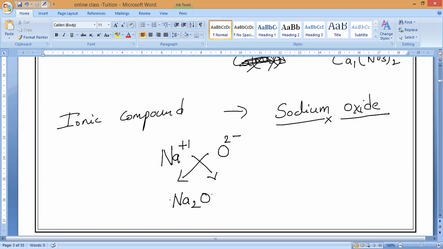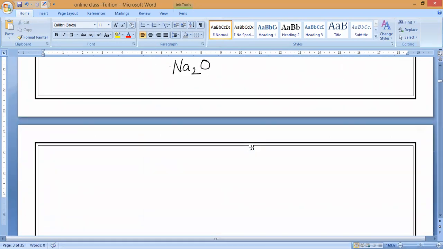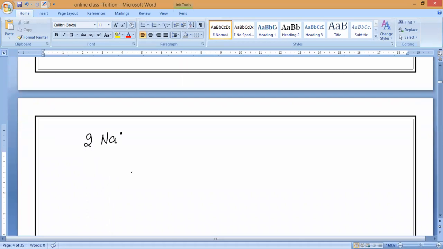Sodium oxide is Na2O. So one oxygen and how many sodium atoms? Two sodium atoms. Sodium is +1 and oxygen is 2-. Each sodium atom will donate one electron, so for sodium, Na with one dot. Two sodium atoms. What is the sodium electronic configuration? The atomic number is 11. So one sodium atom, another sodium atom.